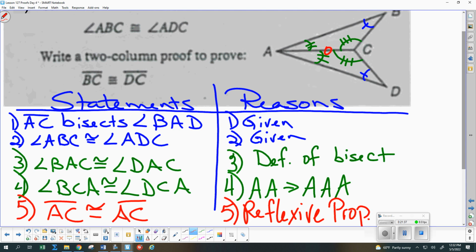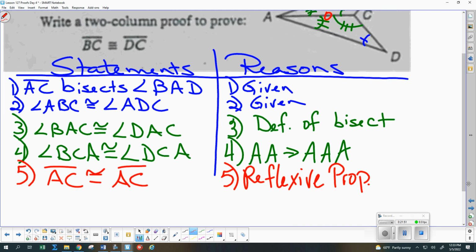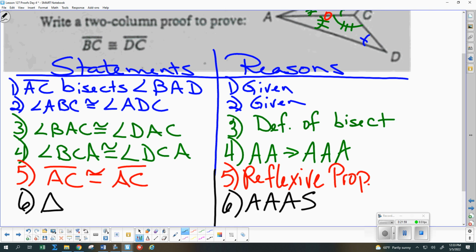Now do I have enough to have congruent triangles? Austin, what do you think? And what would be my reason? What all's marked on my pictures? Perfect. So now we can say that the triangles are congruent. Angle, angle, angle, side. And triangle, oh, I'll just go ahead and call it ABC.